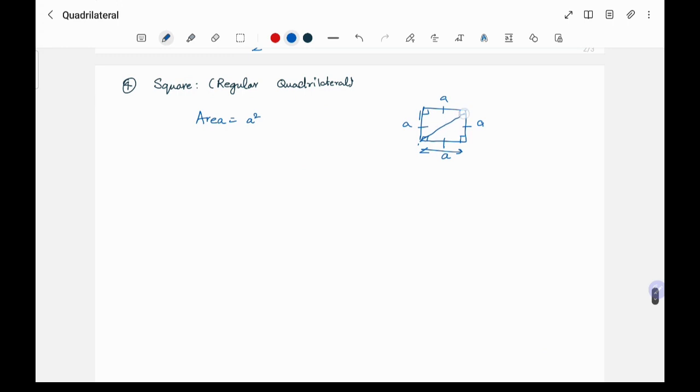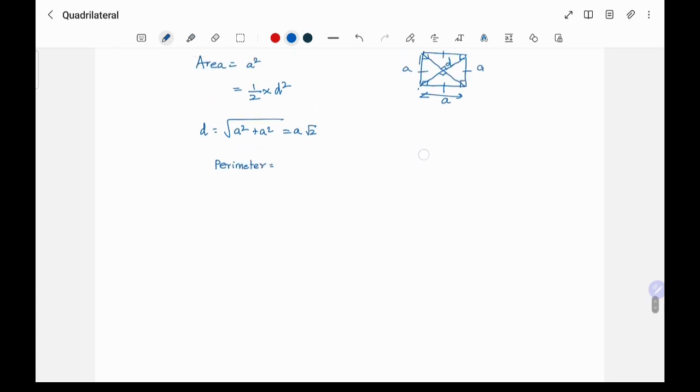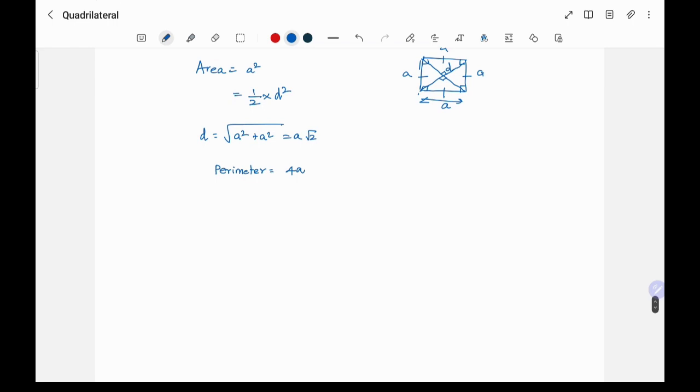And if we have diagonals, again this is some special kind of rhombus, so they still bisect at 90 degrees. The area is also equal to half into the diagonals. Here the diagonals are equal, D square. So the diagonal is given by square root of A square plus A square, which is equal to root 2 A, or A root 2. And the perimeter is 4 times A, right? 4A.